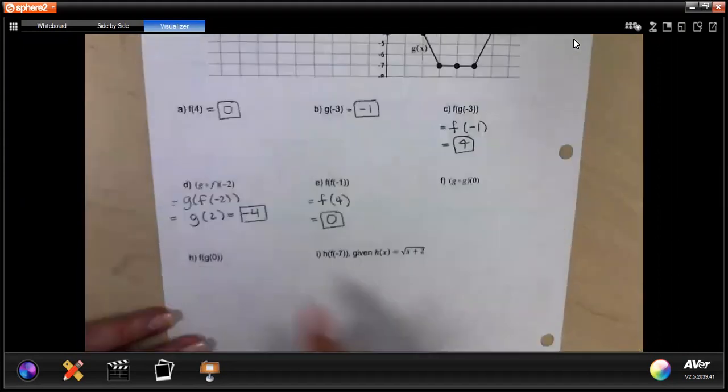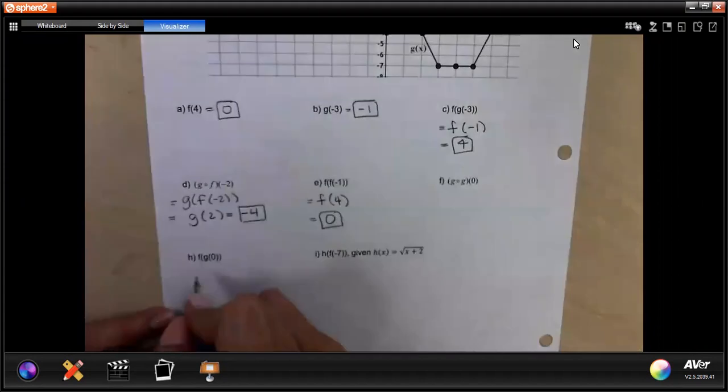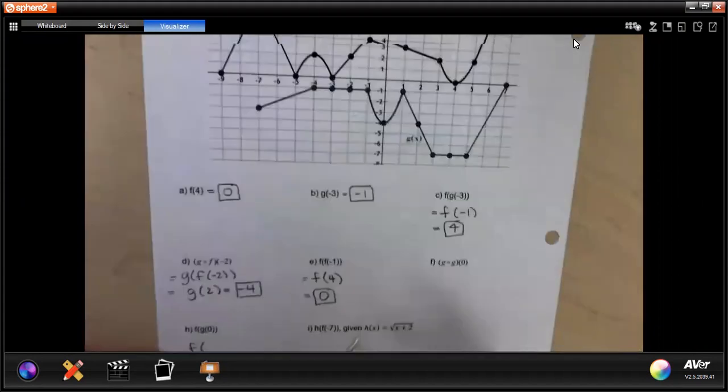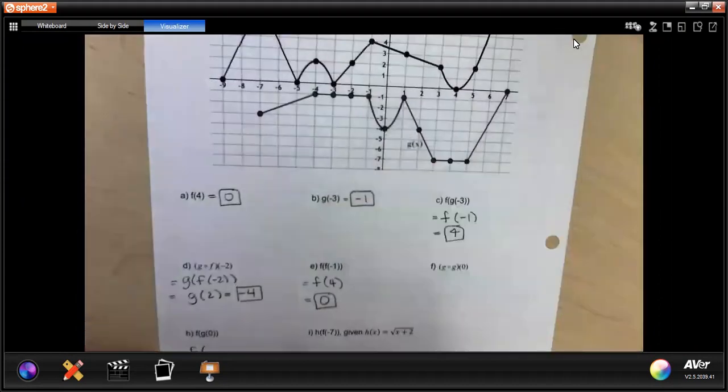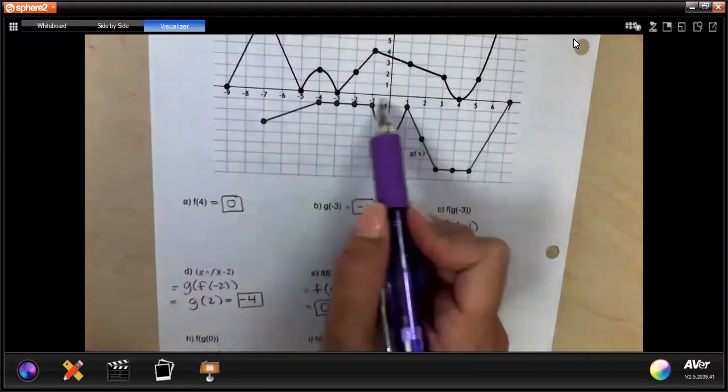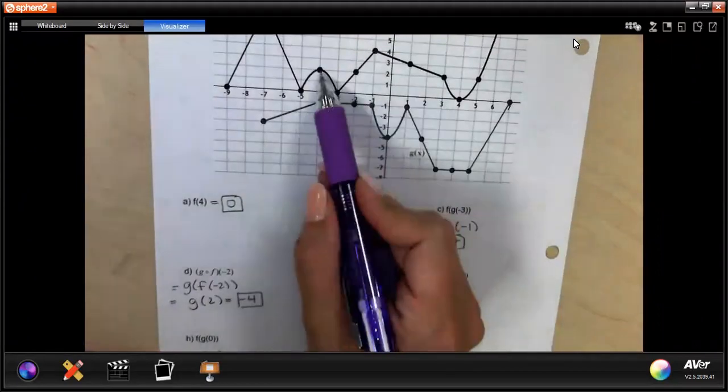Go down here. f of g of 0. g of 0, I go to 0. My g function's at -4. Now I go to -4. And my f function is at 2.